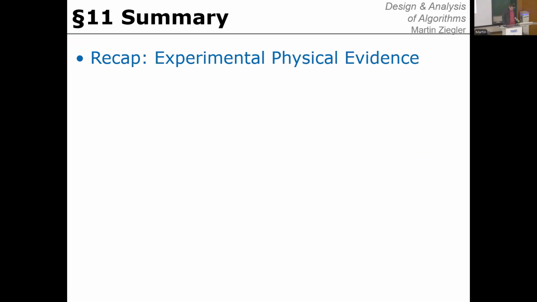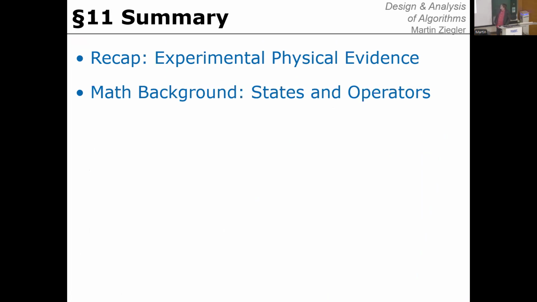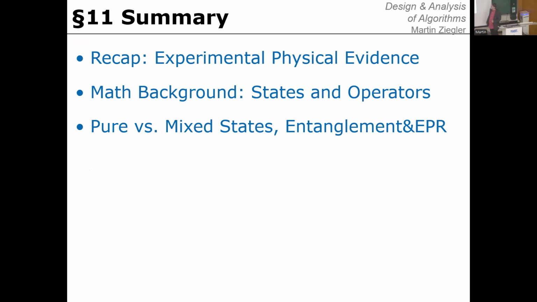Our concern is we've learned about quantum computing from experimental physical evidence, mathematical background, quantum states, quantum operators, pure states versus mixed states, entanglement, superposition, the Einstein, Podolsky, Rosen thought experiment. Einstein tried to discredit quantum mechanics as an inherently random, non-deterministic theory, but it turns out it's just nature is that way, whether we like it or not.